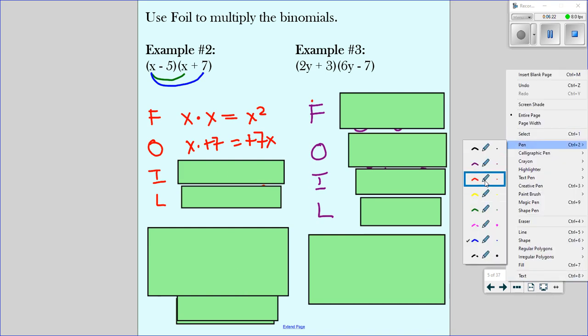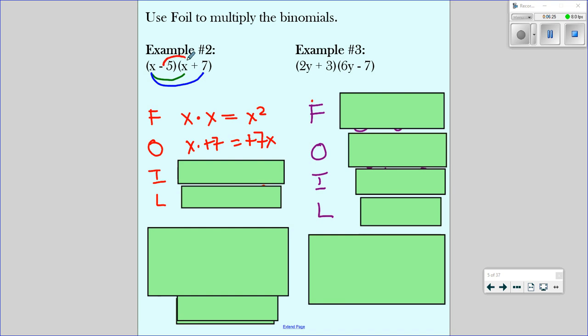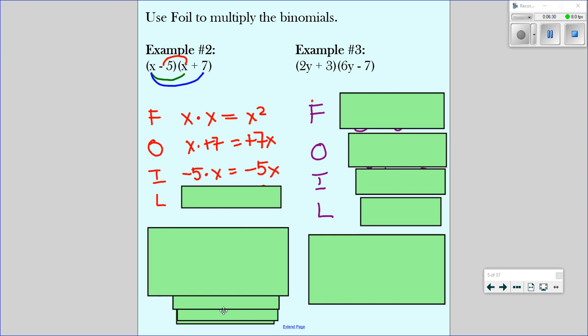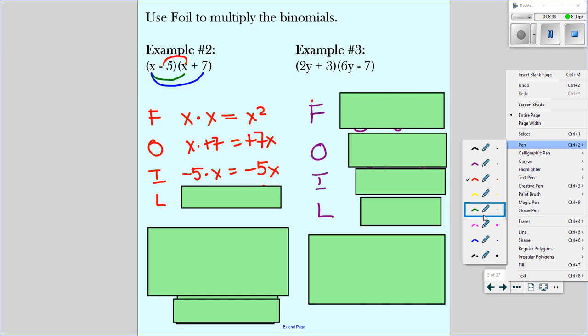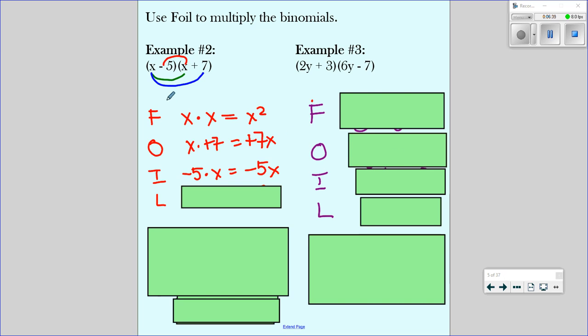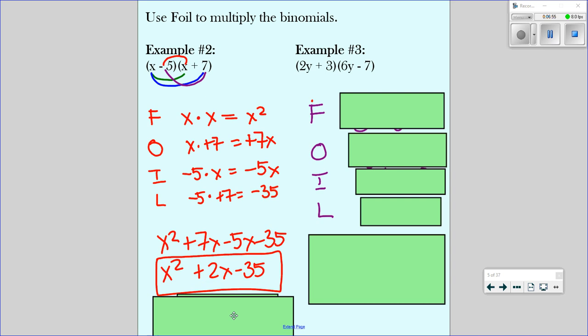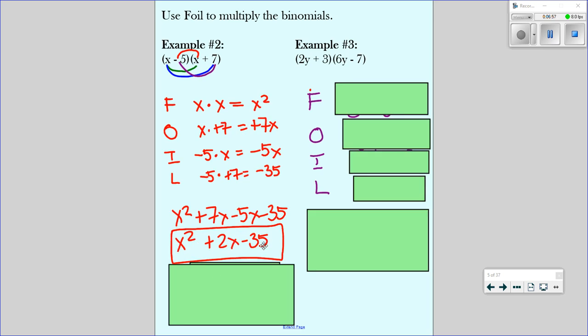So the inner, I'll use red for that. So then that would be negative 5 and x. So then that will give me x times negative 5, which gives me negative 5x. And the last term, and I use purple for that. So then it'll be negative 5 and positive 7, which will give me negative 35. And then when I put it all together, notice that these two can combine. So combine gives me positive 2x, so it's x squared plus 2x minus 35. Right, so again, that's using FOIL.